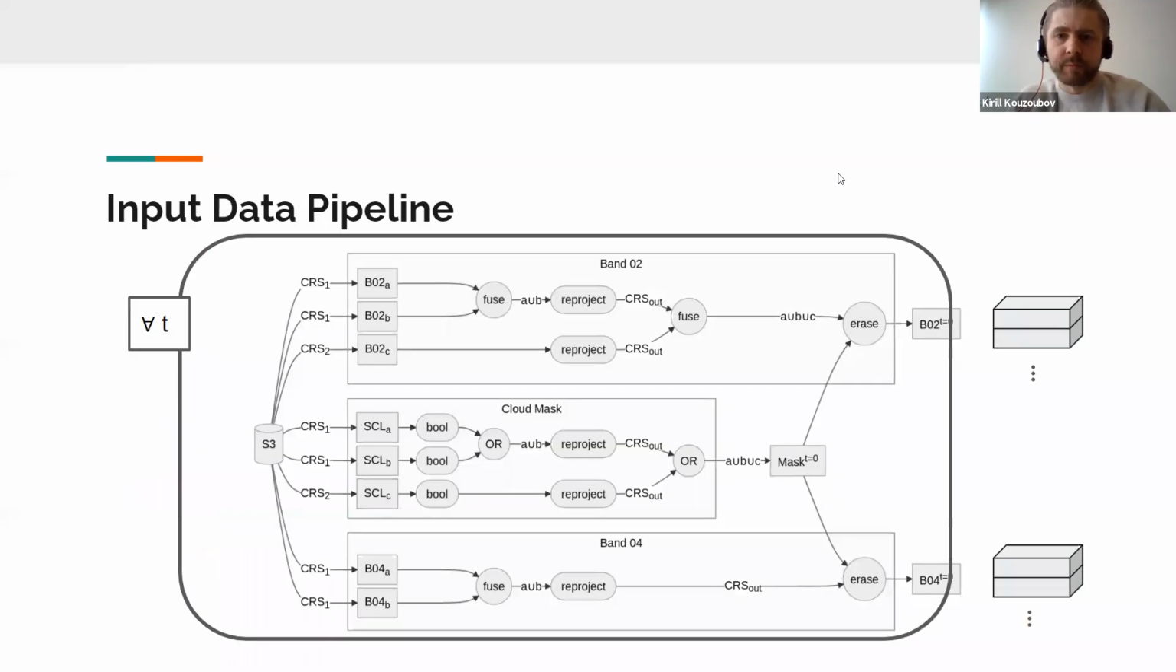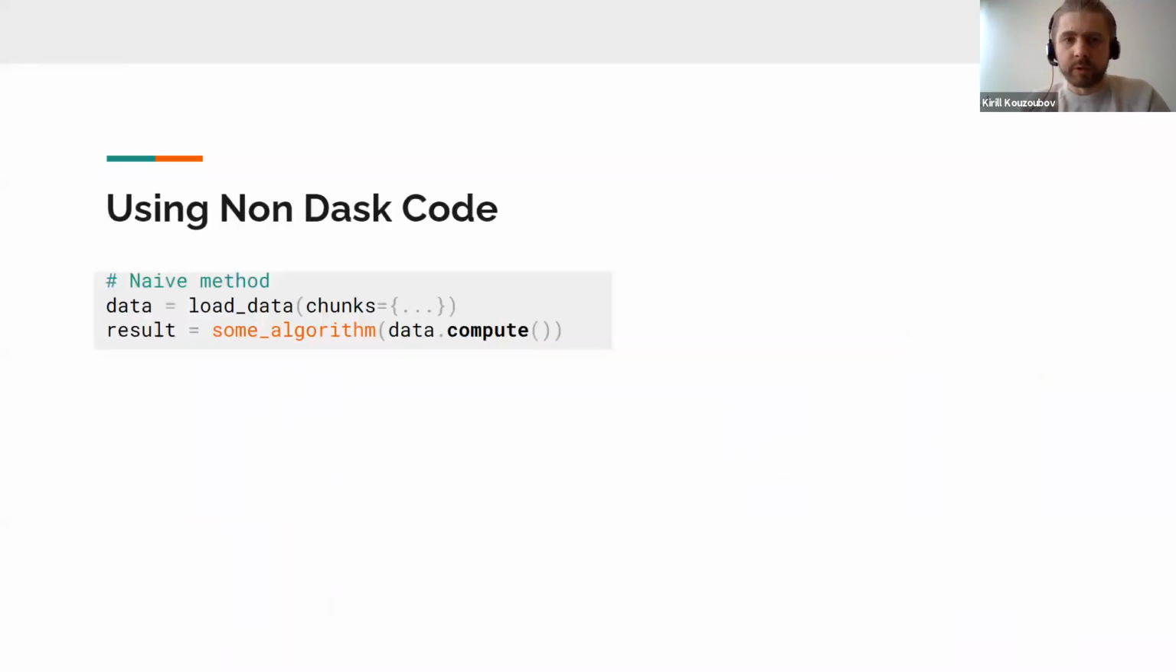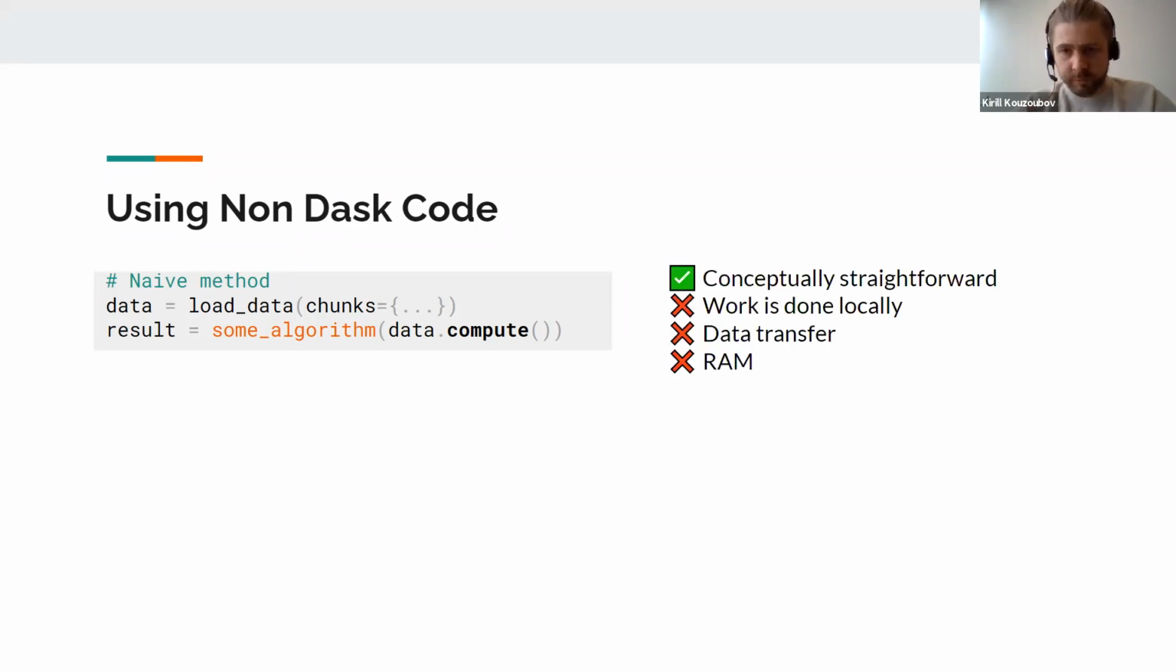Then we repeat this process for every time slice that is present and construct this fairly large Dask array and a very large Dask graph. So now we have that. How do we use the data further with an algorithm that is not Dask native? Well, you can start with a very simple approach like this. You just call data.compute, and then you call your algorithm on the result of that. I mean, it's conceptually straightforward.